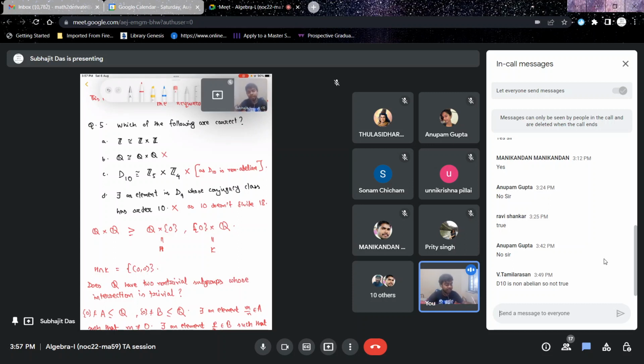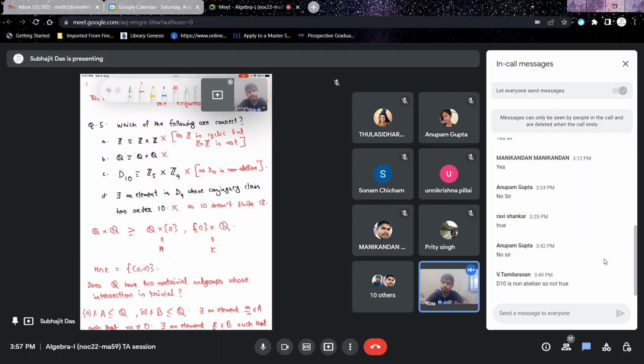And finally, Z and Z cross Z, they are also not isomorphic. This is also false, as this answer is simple: Z is cyclic, but Z cross Z is not. You can check this, that Z cross Z is not cyclic. It must have at least two generators. That is, what I mean by generators here is, it must have a set which consists of two elements and which generates Z cross Z.